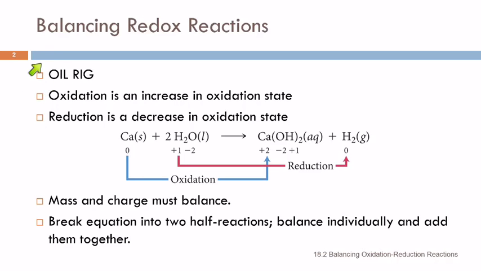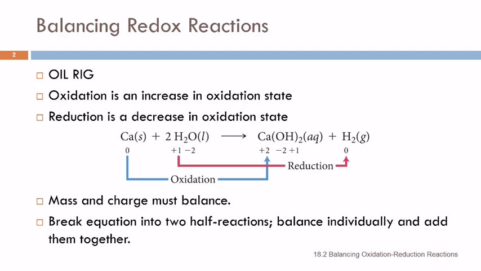We had the mnemonic OIL RIG. Oxidation is loss of electrons. Reduction is gain of electrons. We talked about oxidation states. And we said that oxidation was an increase in the oxidation state. In this example, we have calcium going from an oxidation state of 0 to an oxidation state of +2. An increase in oxidation state, it is being oxidized. And we have hydrogen going from +1 to 0, a reduction in oxidation state.